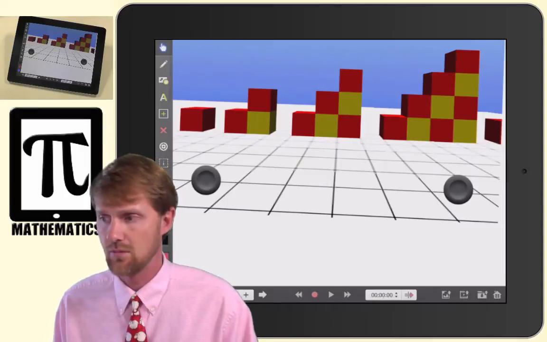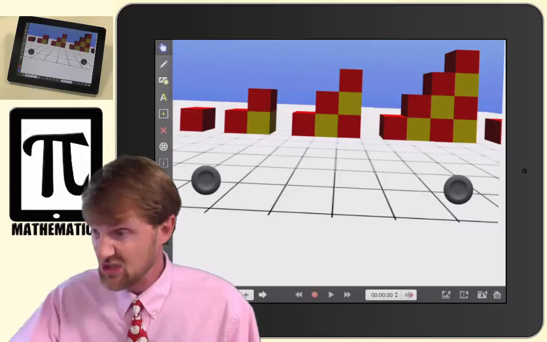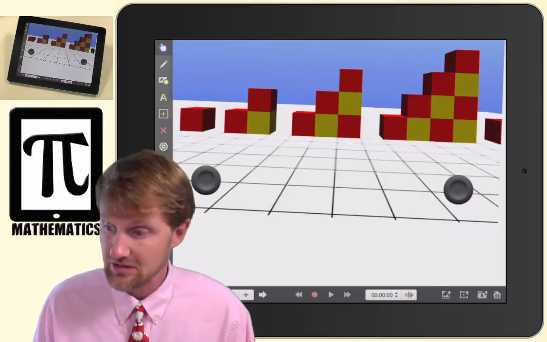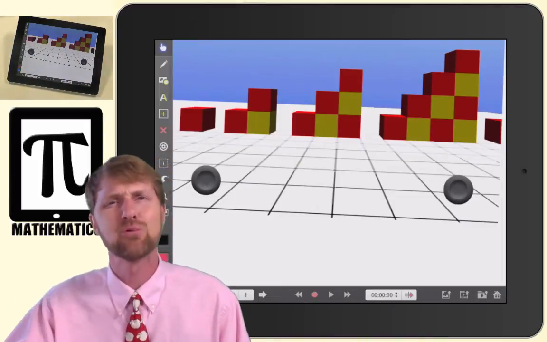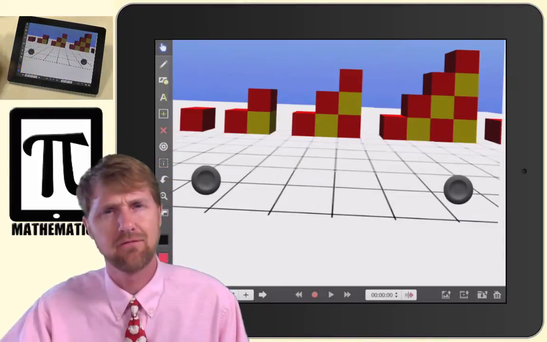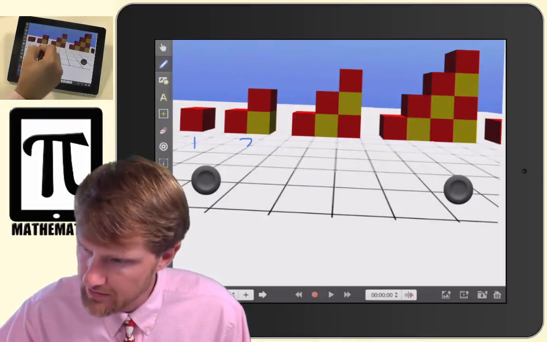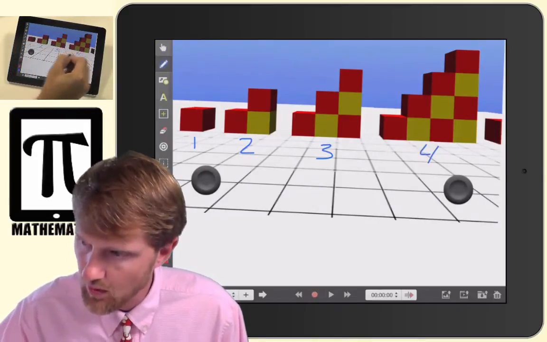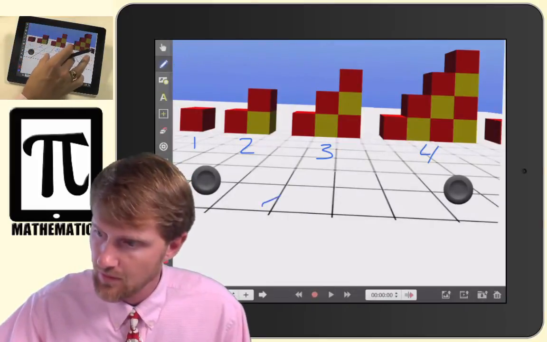And that's what we as teachers of mathematics are challenged to do, to get students to think. So we pose questions. What do we pose? We pose questions like, all right, how many red pieces are going to be in the fifth step? And I'm going to number the steps. 1, 2, 3, 4. So how many are going to be in the fifth step?